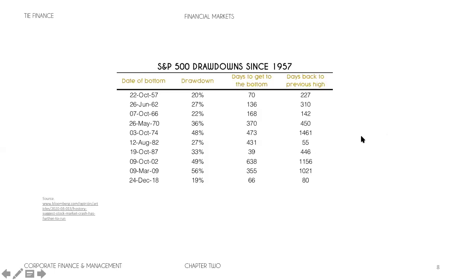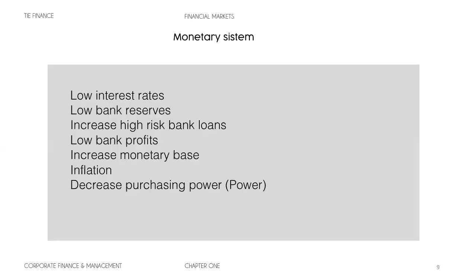of the drawdown. So I was telling you about the monetary system that we have today. Basically, all the central banks around the world have low interest rates, which leads banks to give a lot of loans with high risk. And this means that in order to make money, they have to lend all the bank reserves available.